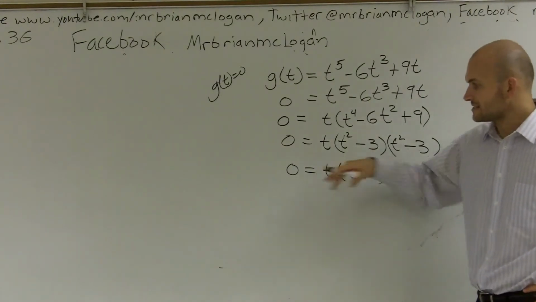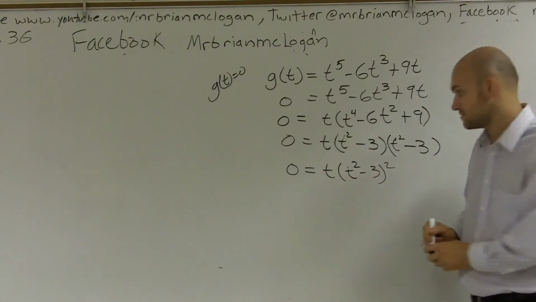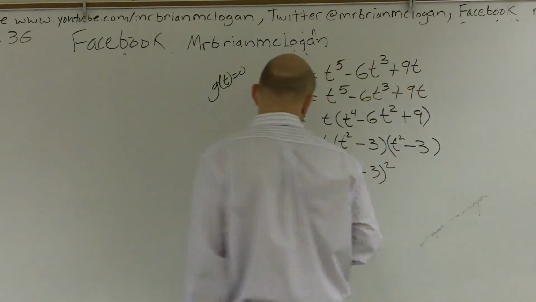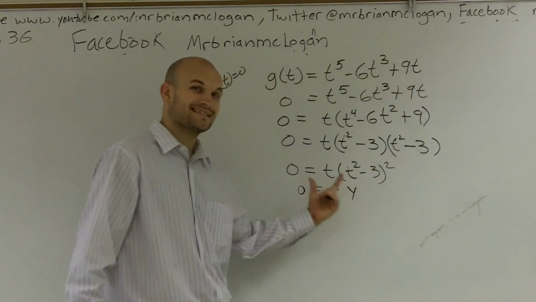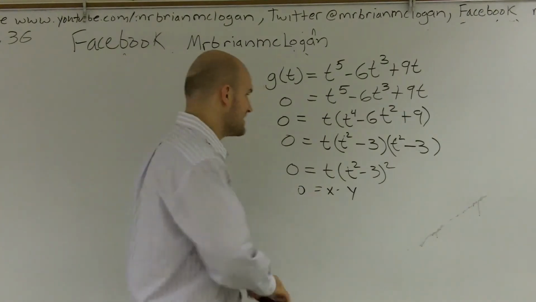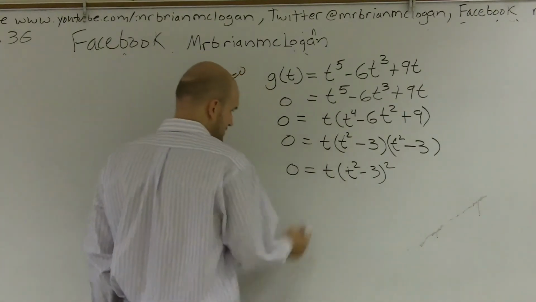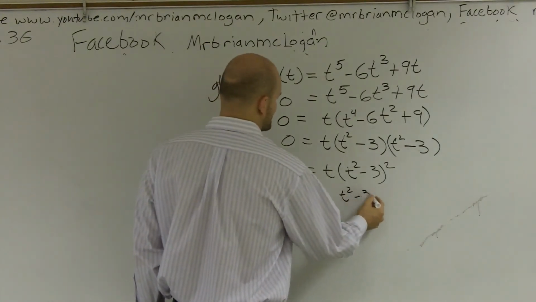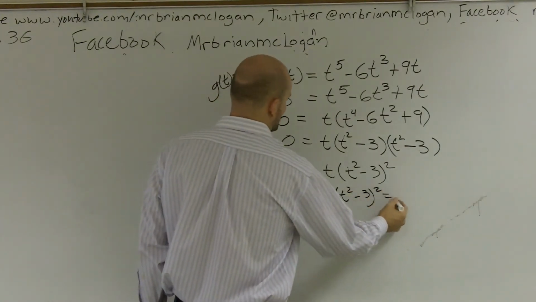But anyway, the next thing we need to know is that now we have a set of linear factors. I could say x times y equals 0, and I know that one of these numbers has to equal 0. So we're going to set our two factors equal to 0: t equals 0, and t squared minus 3, squared, equals 0.